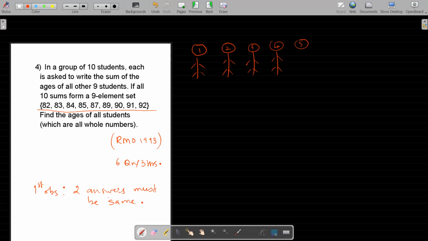Sir, what is the element? Element is a member of the set. So there are 9 numbers or 9 members in the answer set. For example, if I say set of students in a class, then student is an element of that set. Okay, sir.